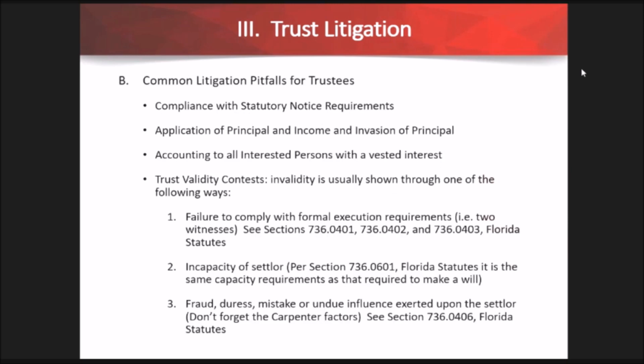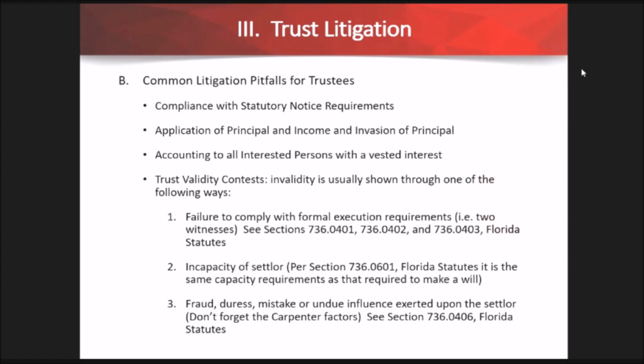So let's look at some common litigation pitfalls for trustees. One of the first ones is failing to comply with statutory notice requirements. There are statutes that require you to give notice to beneficiaries and people with a vested interest in a trust, and you have to do it within 60 days of the acceptance of trust. And the section I'm referring to is section 736.0813, Florida Statutes. So many people fail to comply with this. You have to give a specific notice. There are specific requirements in it. It's not very complicated. It's just overlooked.